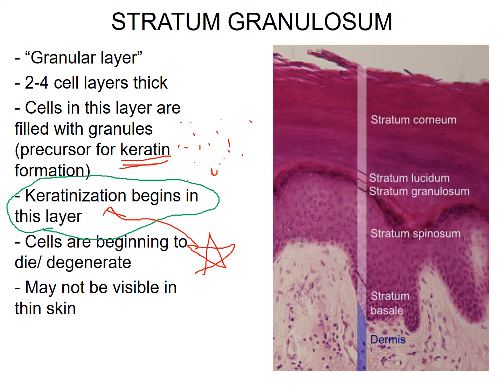So every layer below or deeper to the stratum granulosum, the spinosum and the basale, the cells are going to be alive and kicking. Every layer above this, they're going to be dead. This is kind of that transition part.